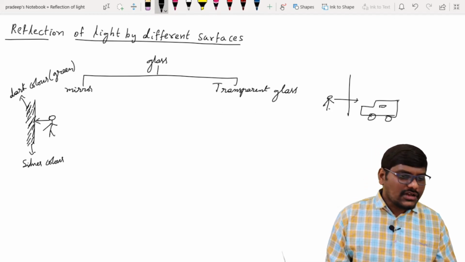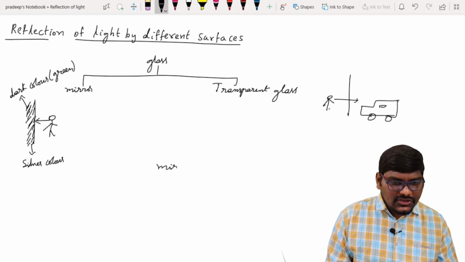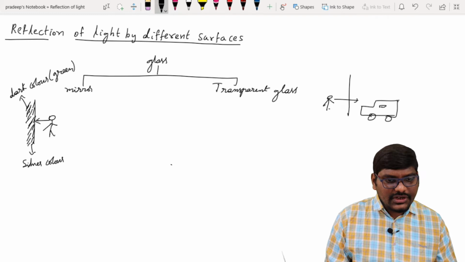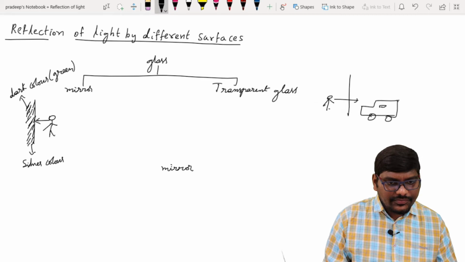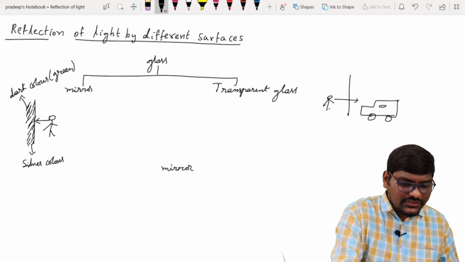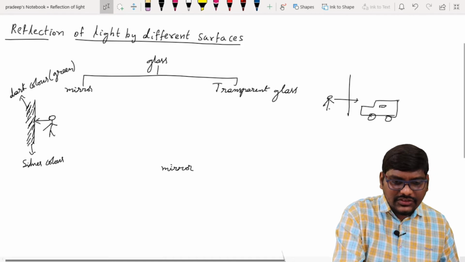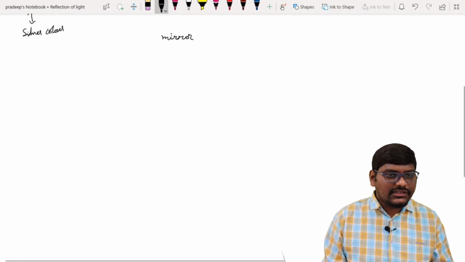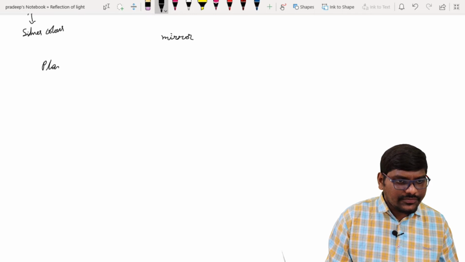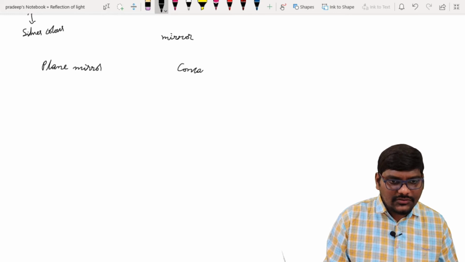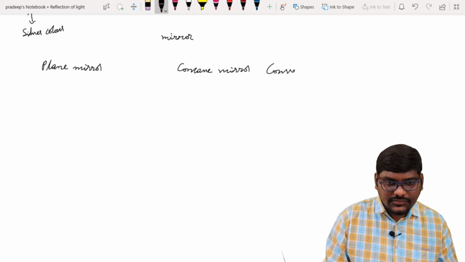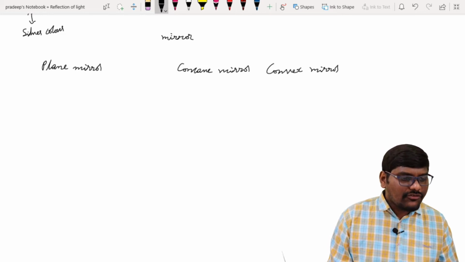I hope you understand. Now here we are seeing about mirrors. You already understood what a mirror is, so now we are trying to understand the different types of mirrors. So let's see this. Mirrors are of three different types. One is the plain mirror, then the concave mirror, then the convex mirror. I'll make you understand each and every mirror clearly so that you'll have complete clarity.